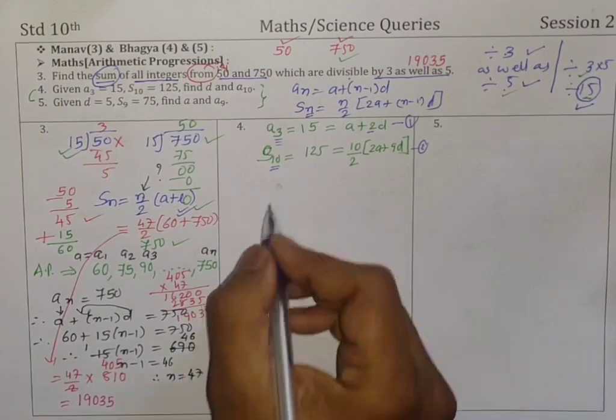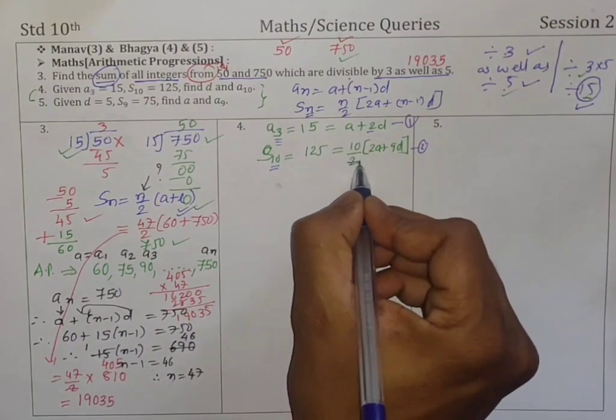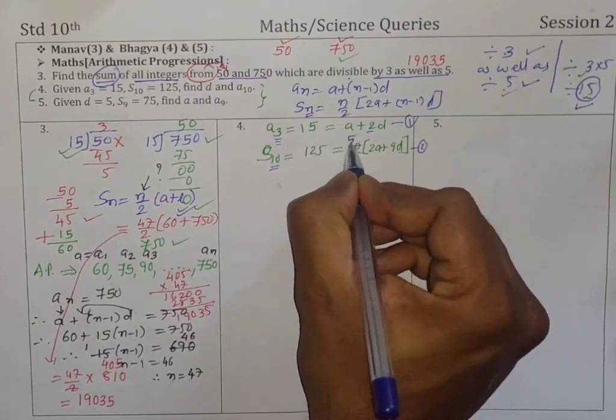Alright. Children, please pay attention. यहाँ कुछ cancellation होगा. 2 ones are, 2 5s are.